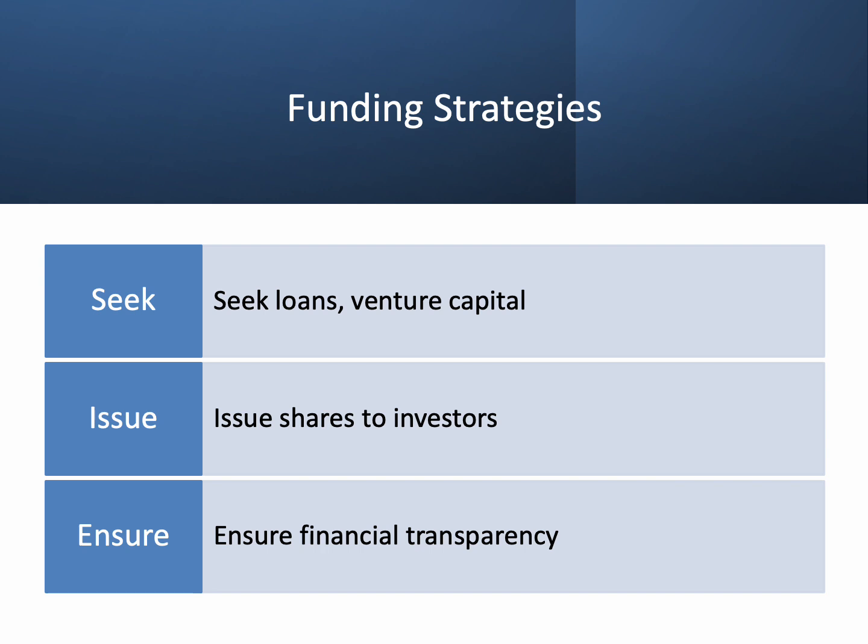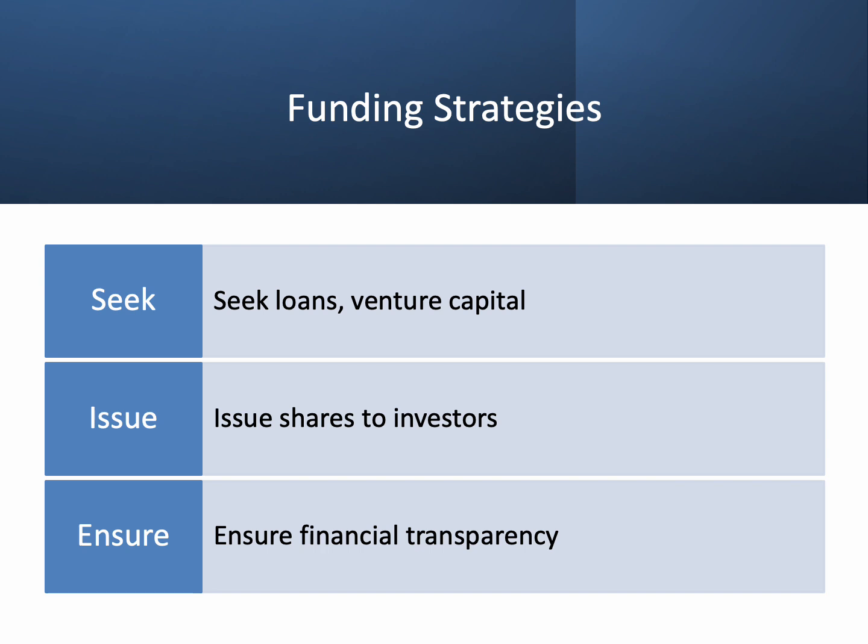Issuing shares to investors, as seen with public companies like Shopify, raises capital. Financial transparency ensures investor trust through clear reporting. Ethical considerations include avoiding misleading financial projections. This aligns with course objectives by equipping you to secure funding for growth while maintaining integrity.